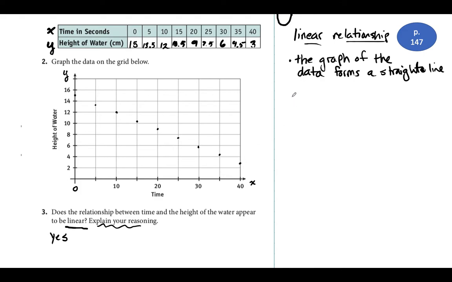But what if you don't have a graph and you don't have any graph paper? Then there's another way to tell if you have a linear relationship, and that is: a linear relationship will always have a constant rate of change.